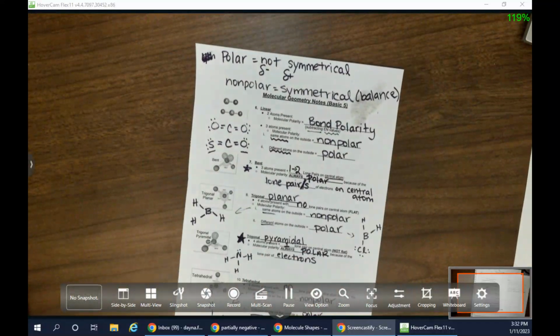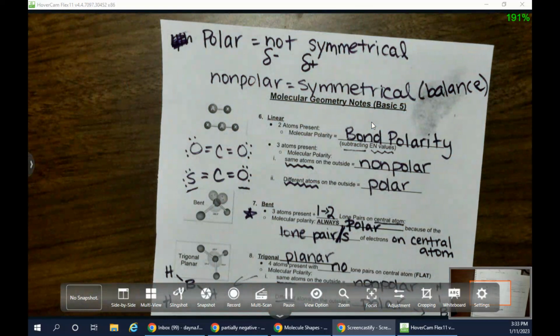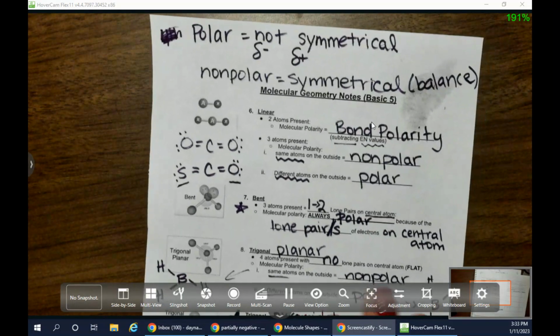Again, this is going in your lab journal. So what we discussed yesterday was we used the simulation to check out what the different shapes were going to look like when we add one single bond versus two single bonds, one lone pair versus two, and some single bonds, right? So we got to see the different shapes.